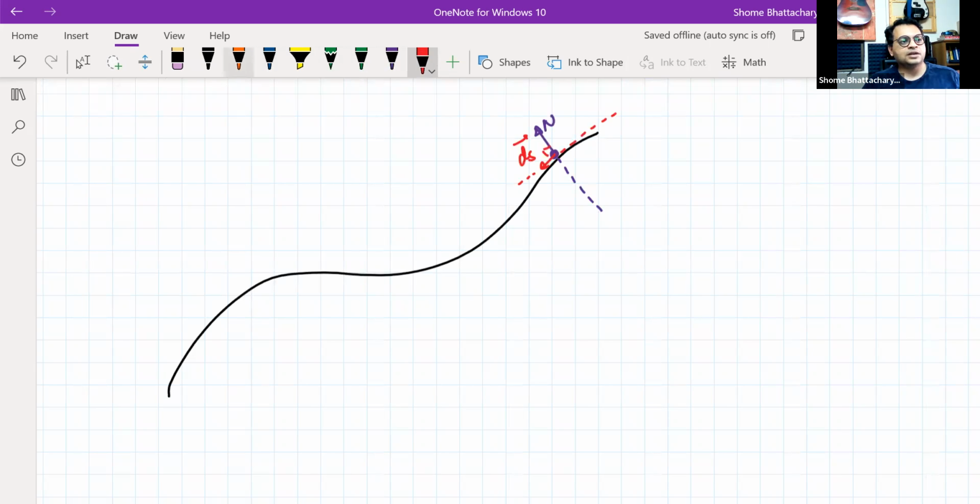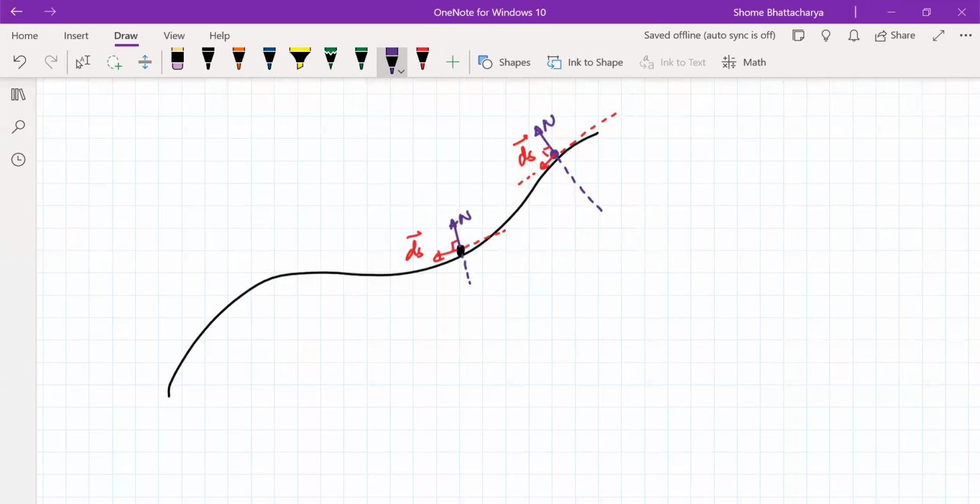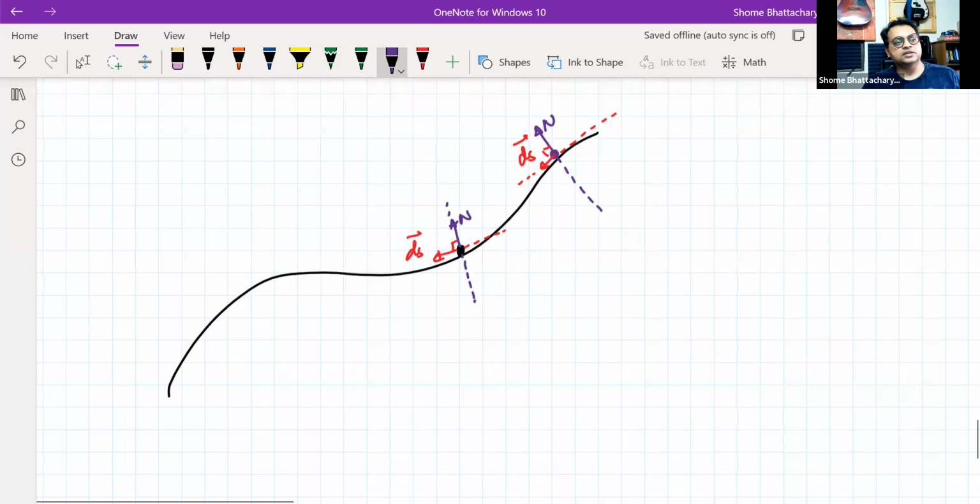Now by the time the particle comes somewhere else, again, individually the directions have changed. Normal reaction has become at a different angle. ds has become at a different angle, but their mutual relationship is the same, that they are perpendicular to each other. Yes, sir, got it. Okay, so that is a trick that we use in this type of problem.